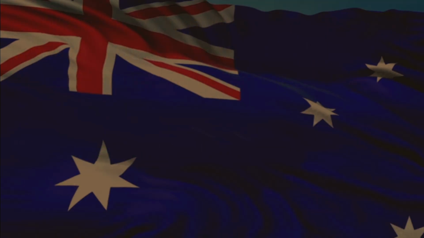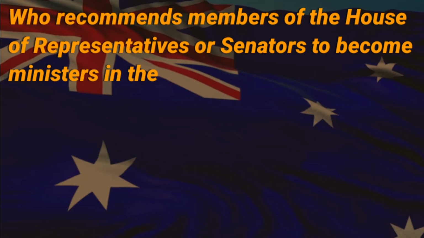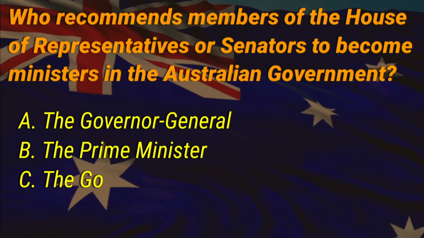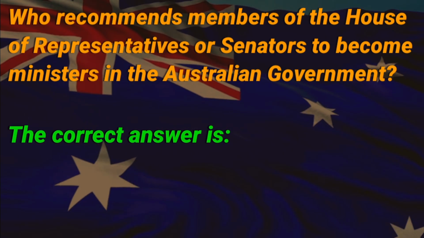True. Who recommends members of the House of Representatives or senators to become ministers in the Australian government? A. The Governor-General, B. The Prime Minister, C. The Governor. The correct answer is A.